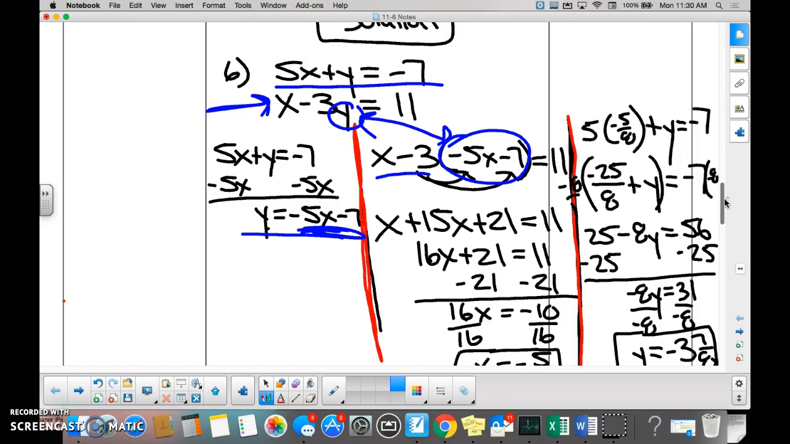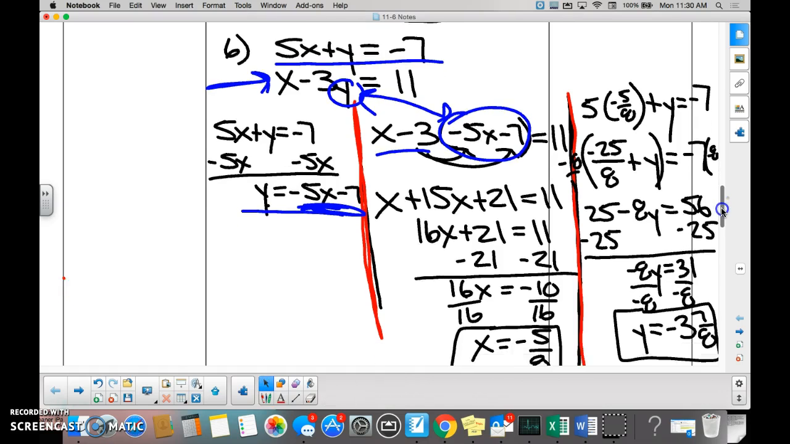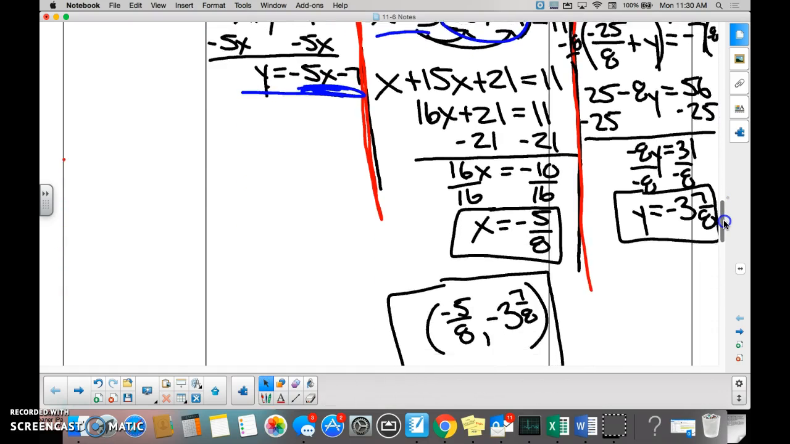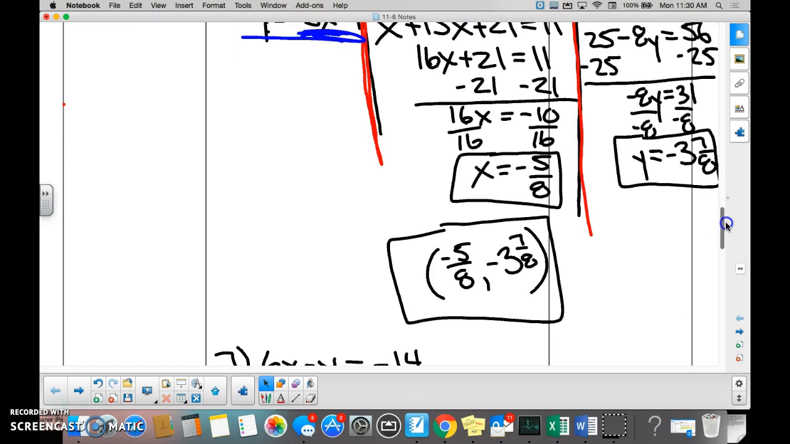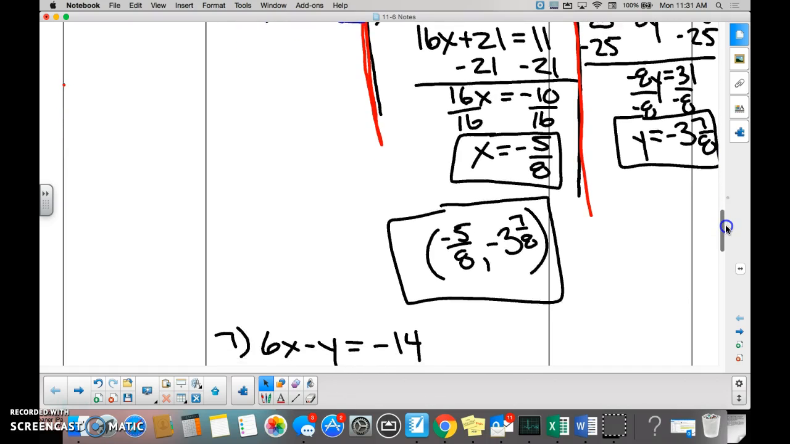We solved for x, we plugged x back into one of the equations, got y, and that became a gigantic, I think this one was like 18 or 19 steps. I promise you I will not give you one with fraction answers on the test.